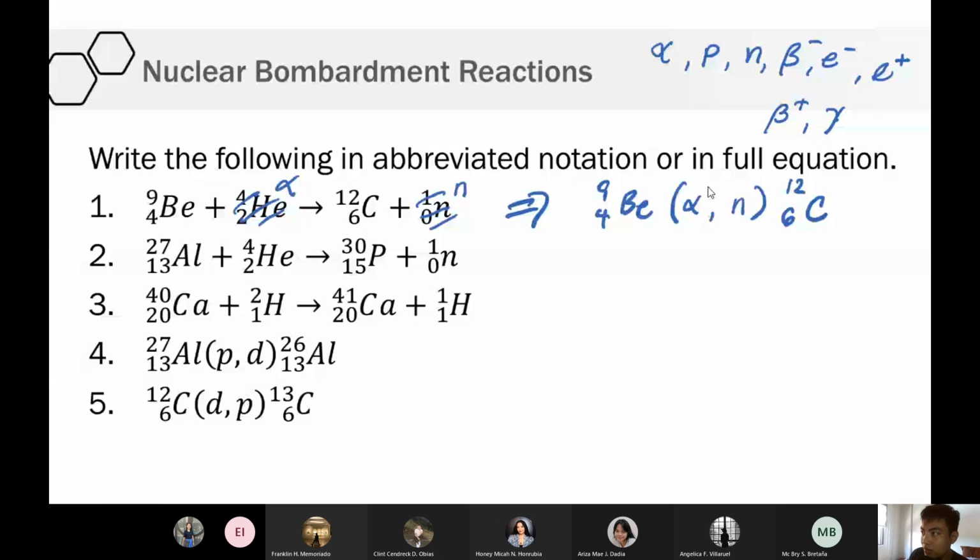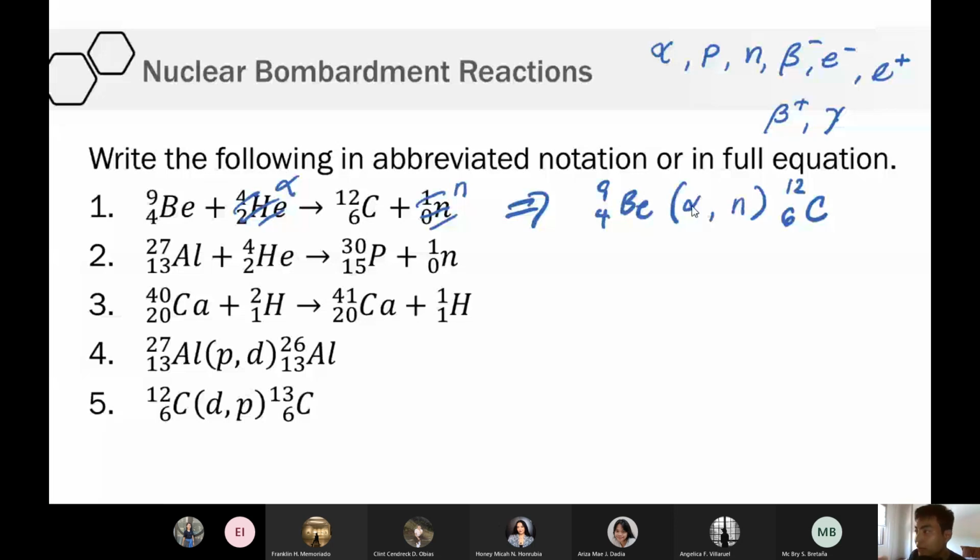Yung hindi mo i-shortcut, yun yung ibang elements, no? Such as beryllium, carbon. Sila yung nasa labas ng parenthesis. Okay? Yung nasa left side ng parenthesis, yun yung nasa reactant, which is the alpha. Yung nasa right side ng parenthesis, yun yung nasa product, which is the neutron. Yung arrow, indicate mo yan with a comma. Okay?